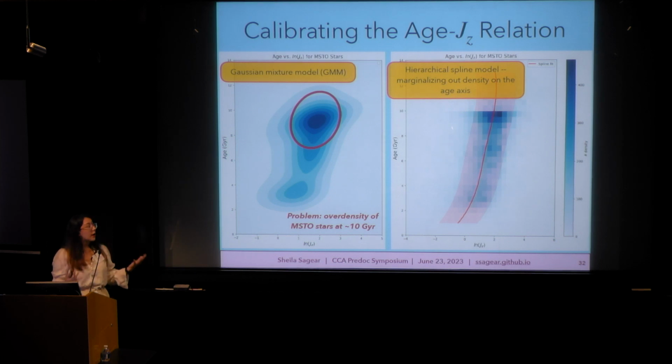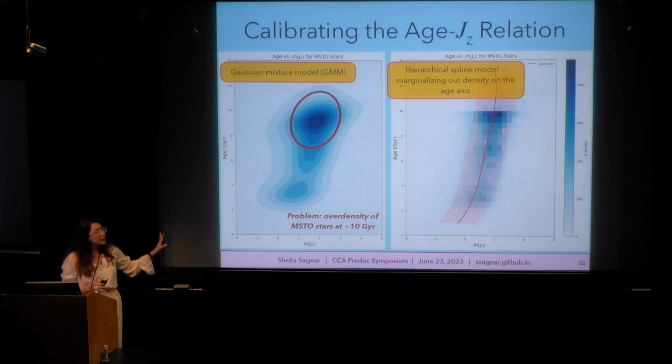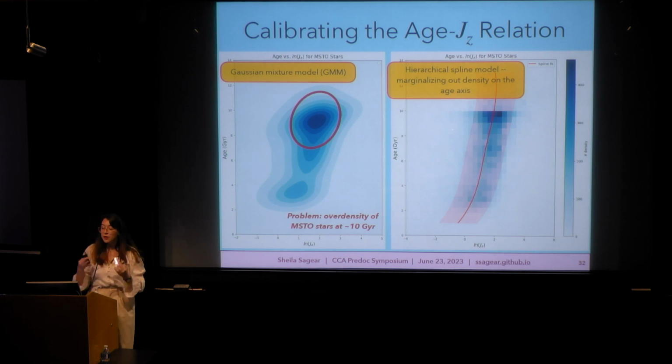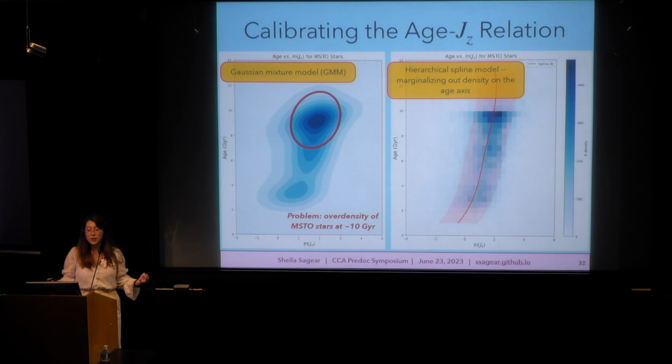We ended up fitting a hierarchical spline model. This model describes the age versus log JZ trend, along with the intrinsic scatter of points and also the number density. I'm not showing our fit of the number density on this plot, because we wanted to fit that as a separate parameter so that we're able to marginalize it out. We're able to apply the spline model to a separate sample of stars while making our own assumptions about the number density of stars on our age axis, based on whatever sample we're interested in at that point.